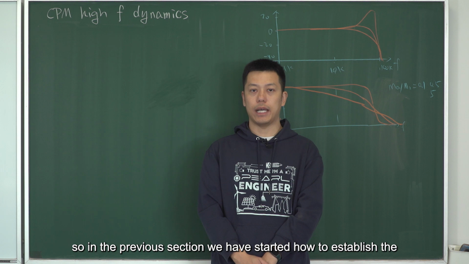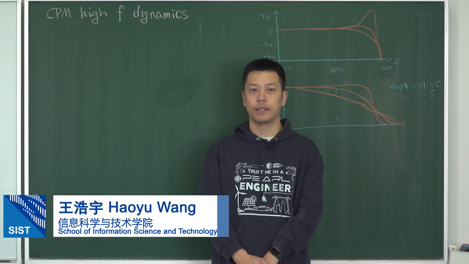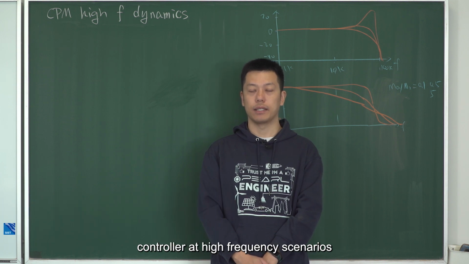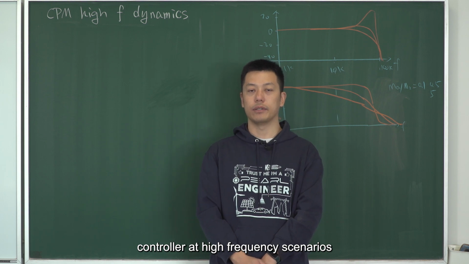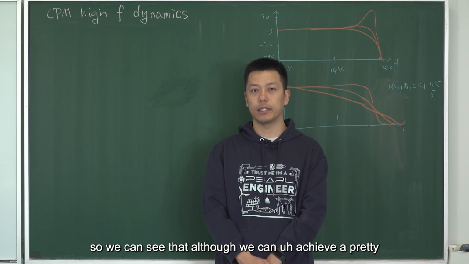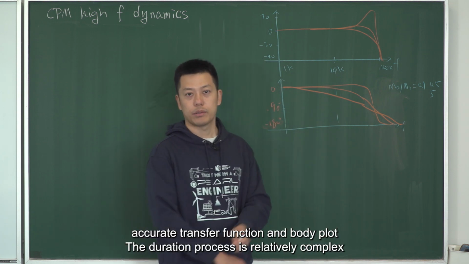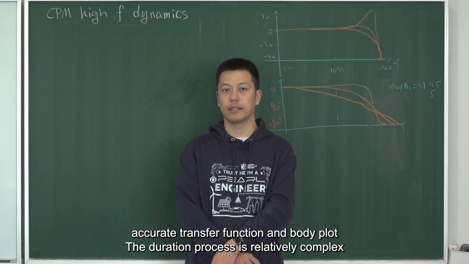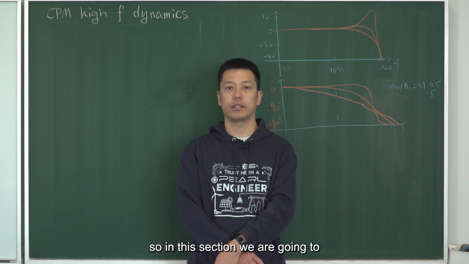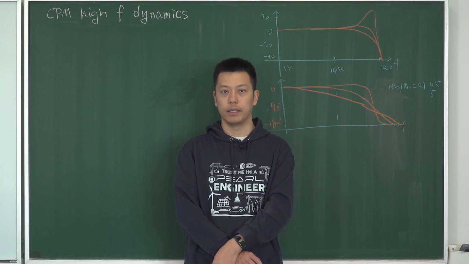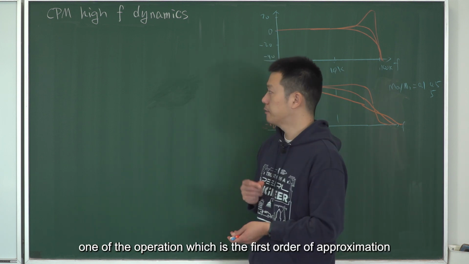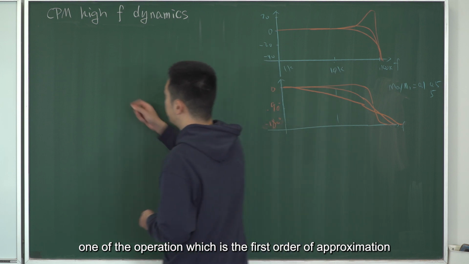So in the previous section, we have studied how to establish the S-domain transfer function of the CPM controller at high frequency scenarios. We can see that although we can achieve a pretty accurate transfer function and the Bode plot, the derivation process is relatively complex. So in this section, we are going to see whether we can have some simplified methods to reduce the complexity of the derivation process. First, let's consider one of the approximations, which is the first order approximation.